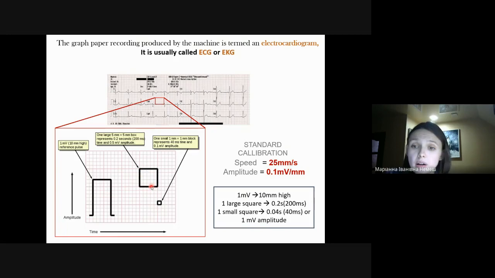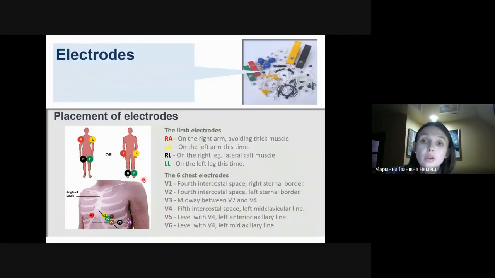Inside of this large box, we have 5 small boxes, and one small box has an amplitude of 0.1 millivolt and lasts about 0.04 seconds. We will use these values further when we would like to measure the amplitude and the time of each complex of the ECG, I mean the PQRST complex.